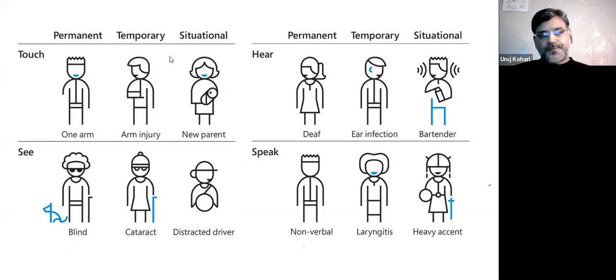Let's say they want to use an ATM, and they have a bag in one hand and the other arm is not there. They will not be able to use it. The same goes for hearing: somebody is permanently deaf, or somebody has an ear infection, or a bartender is standing in a place with a huge amount of noise and is not able to hear properly. So what sort of device or assistive technology would they be using? Or what should the product have that would allow them to pay attention to what the other person is saying? Even with situational disability, we will need accessible products.